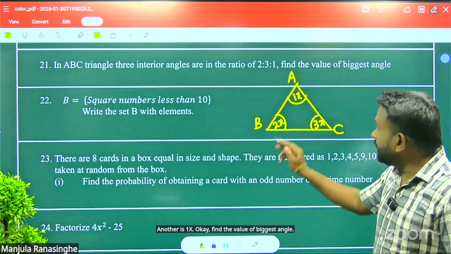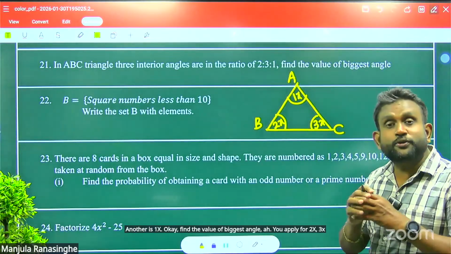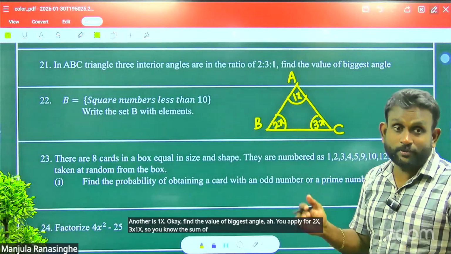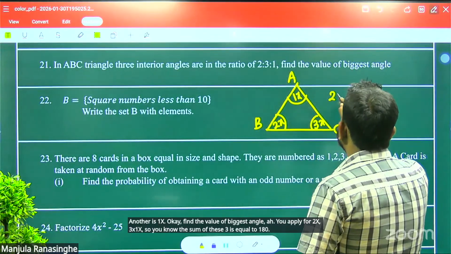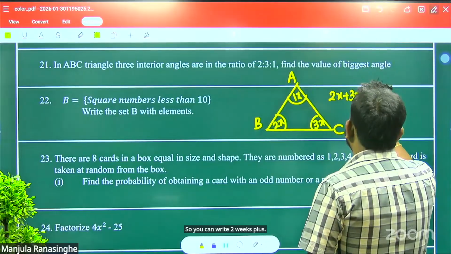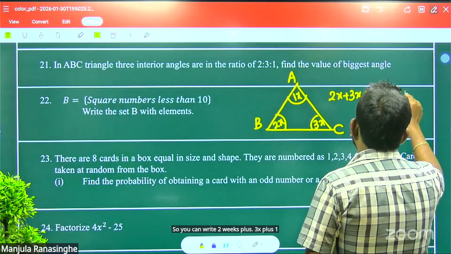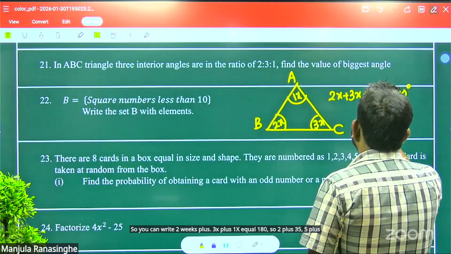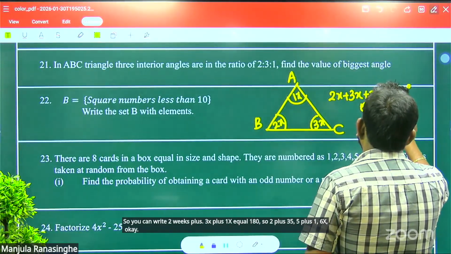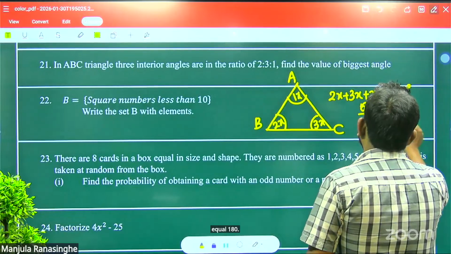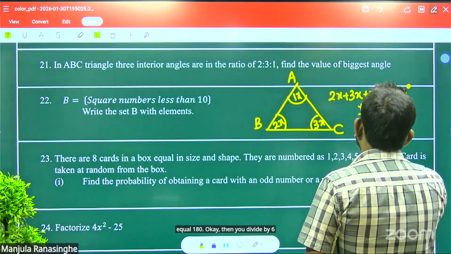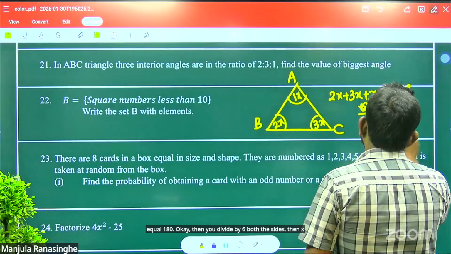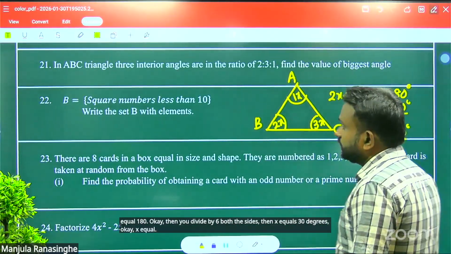You have 2x, 3x, 1x. So you know the sum of these three is equal to 180. So you can write 2x plus 3x plus 1x equals 180. So 2 plus 3 is 5, 5 plus 1 is 6x equals 180. Then you divide by 6 both sides. Then x equals 30 degrees.